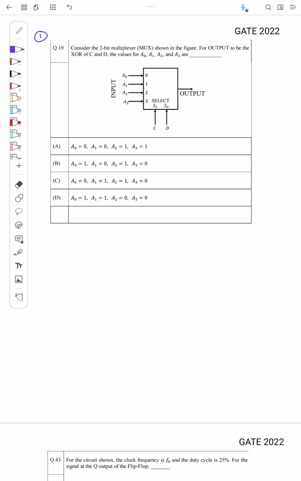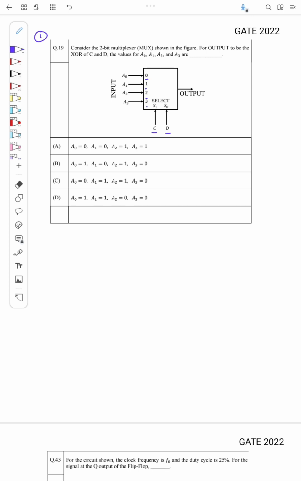The question is: consider the 2-bit multiplexer shown in the figure. The output is to be the XOR of C and D. The values of A0, A1, A2 and A3 are. So the question is like, a mux is given here, and C and D are the select lines S1 and S0 of the mux, and we have the inputs A0, A1, A2, A3 connected to 0, 1, 2 and 3 of the mux inputs.